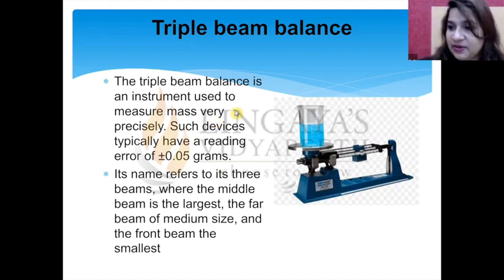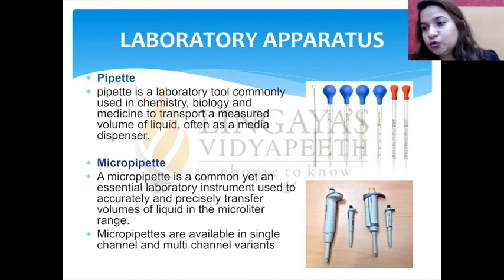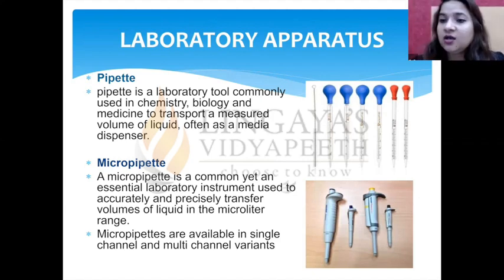Next one is the pipette. Pipettes are the most commonly used tool in the laboratory. They are used to transport a measured volume of liquid. They are used to dispense the media, dispense the chemicals, and measure the amount of liquid that has to be taken for the test. These are very precise, and we can measure the amounts very accurately with them.